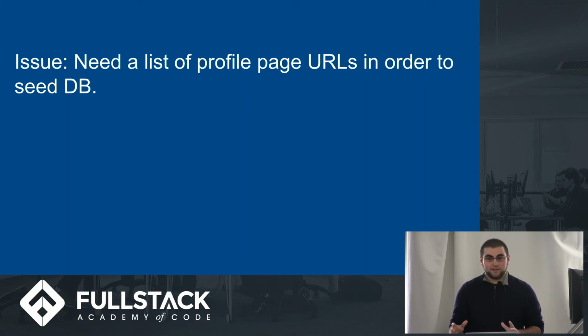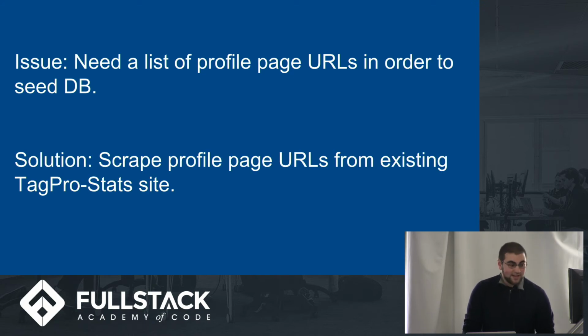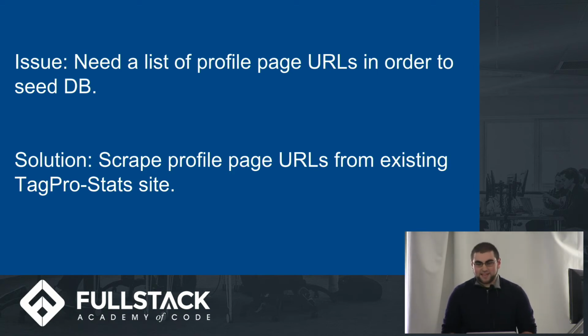So now we have data from a profile page, but we need a list of profile pages to scrape from. So I could just scrape those from the old TagPro-Stats site. First I'll be scraping profile URLs from the current TagPro-Stats site, and then scraping the data from those profile URLs. So it's a bit of a hacky process.